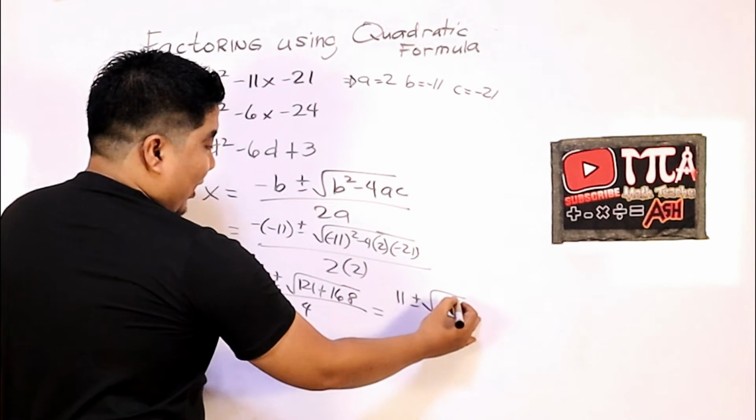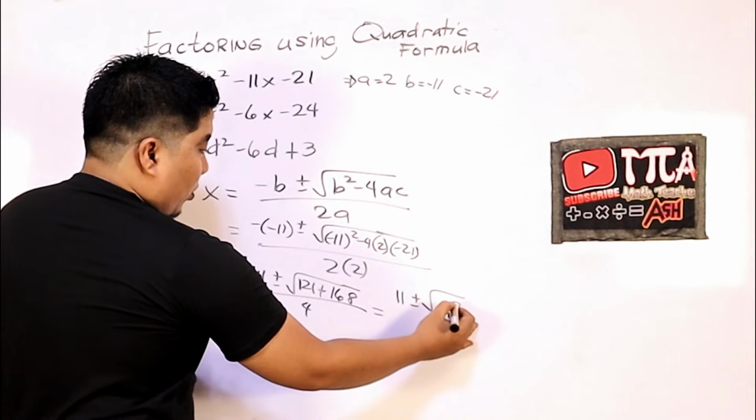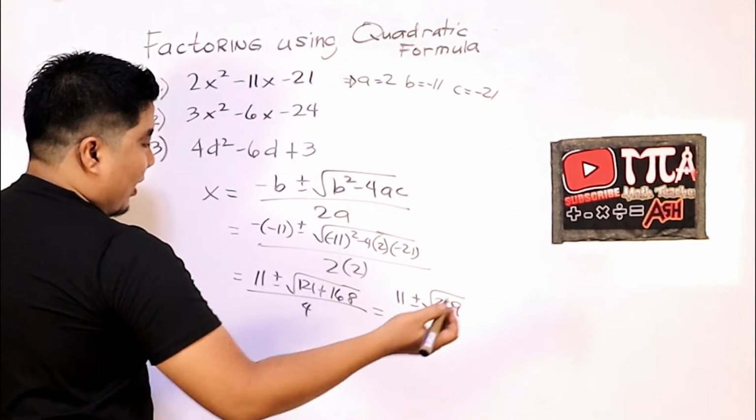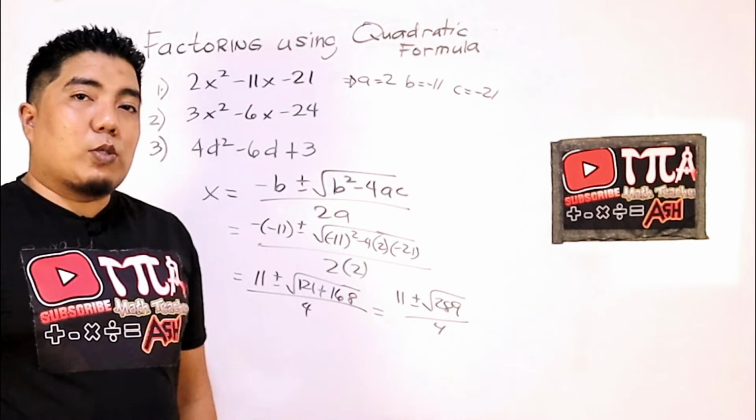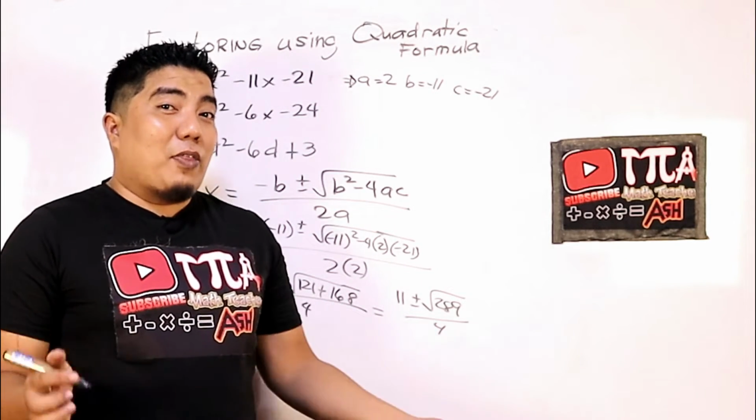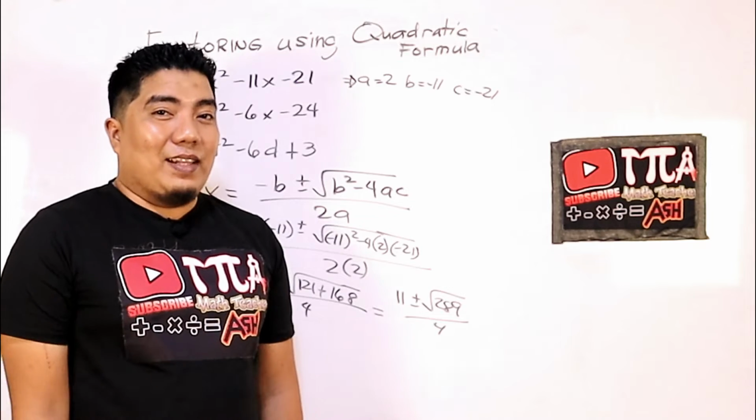If we simplify this even further, we will have 11 plus or minus the square root of 121 plus 168, that would be 289, divided by 4. Now, question: is there a square root for 289? I think there is, and that is 17.